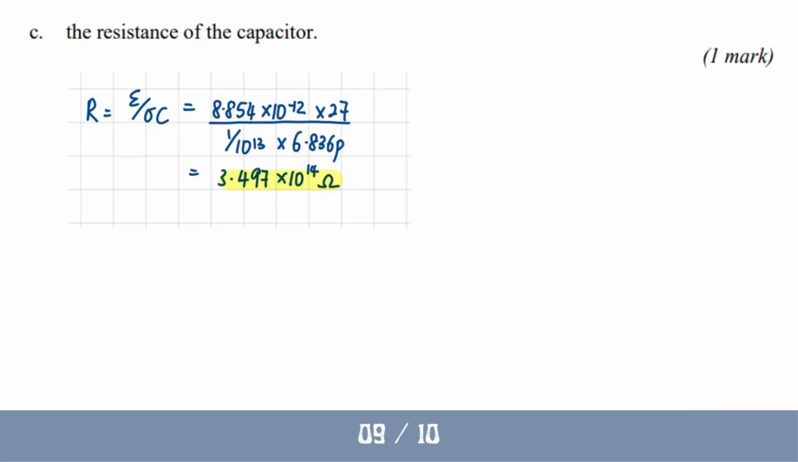For the resistance of the capacitor, we will use the formula R equals epsilon over sigma times the capacitance, and we will get the answer 3.497 times 10 to the power of 14 ohm.